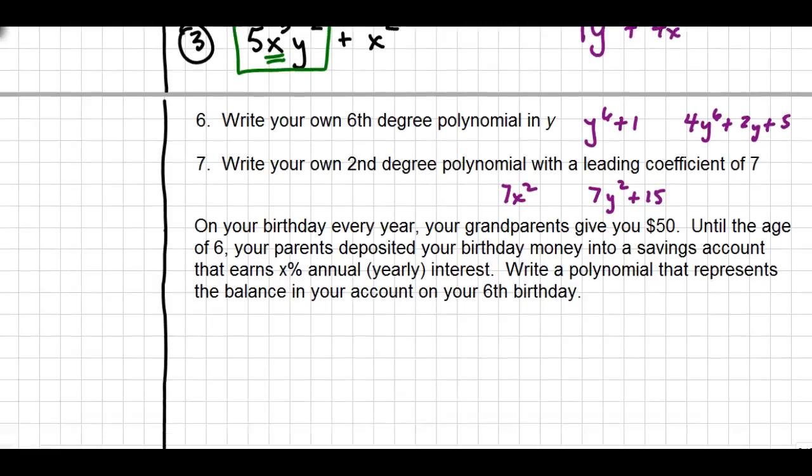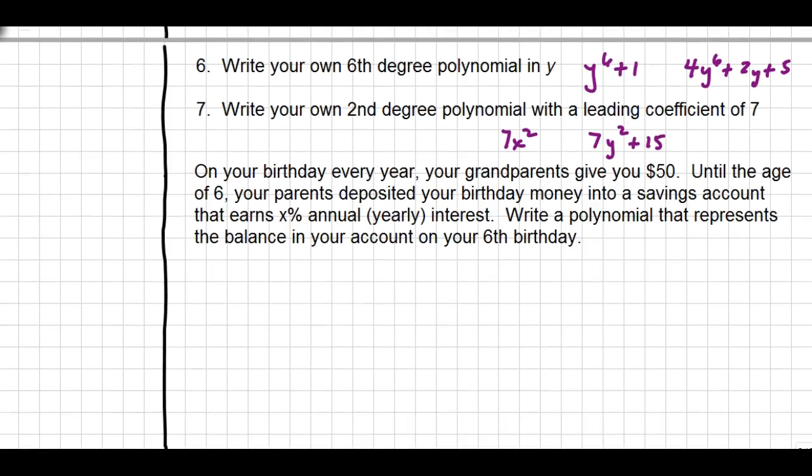The last thing we need to talk about is word problems where you have to create a polynomial from the information. So let's read the question first. On your birthday every year, your grandparents give you $50. Wow, wouldn't that be nice? Until the age of 6, your parents deposit the birthday money into a savings account for you. That savings account earns x annual, which means yearly, interest. Write a polynomial that represents the balance in your account on your 6th birthday.